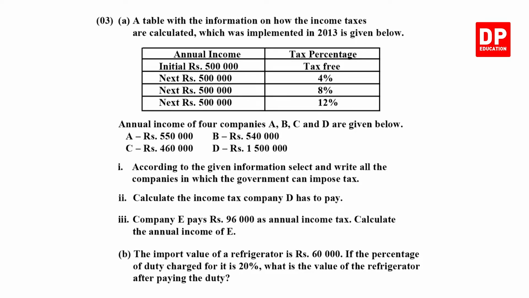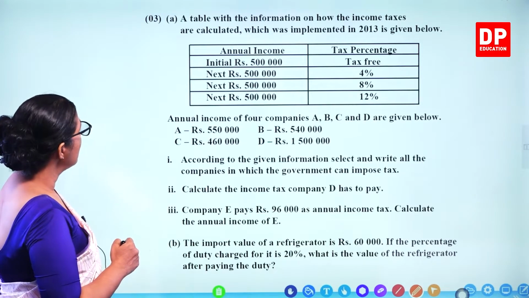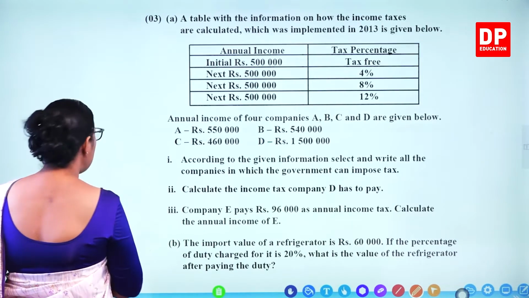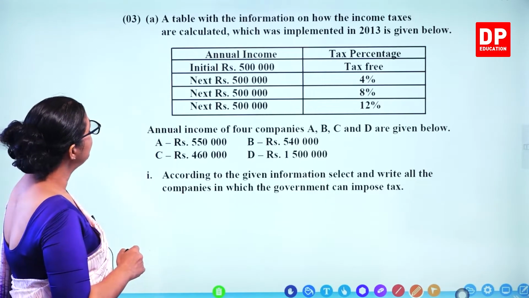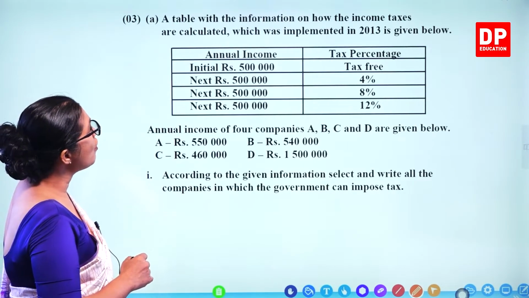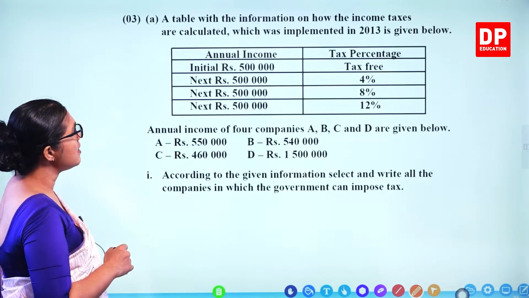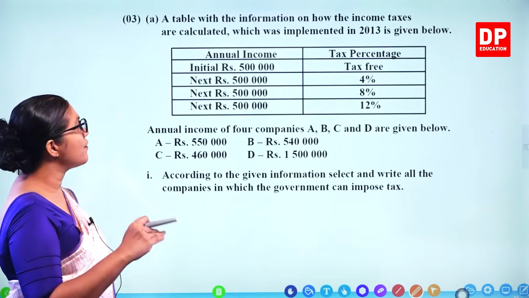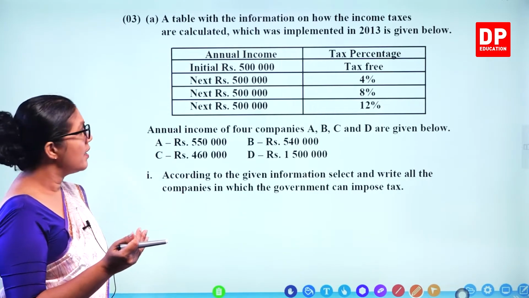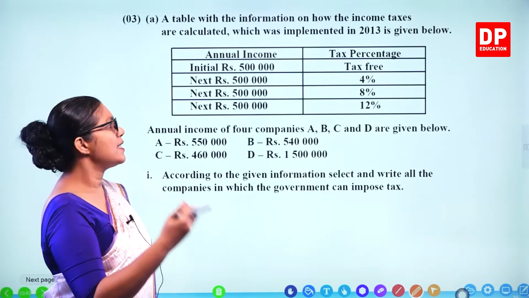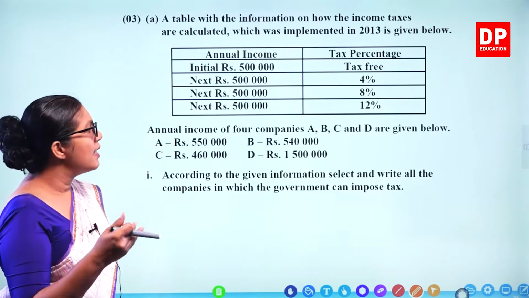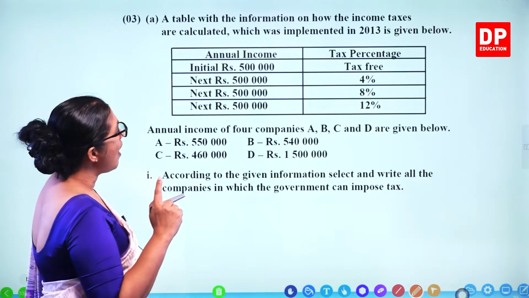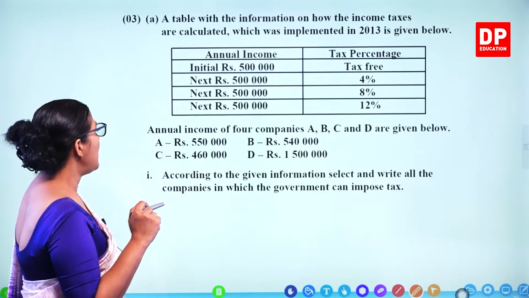Question number 3. You get 2 parts, part A and B. So, we'll do it separately. Part A, a table with information on how the income taxes are calculated, which was implemented in 2013, is given below. So, first 500,000, its tax is free. And the next 500,000, 4%, 8%, 12%. Normally, multiples of 4. Annual income of 4 companies A, B, C, D are given below.